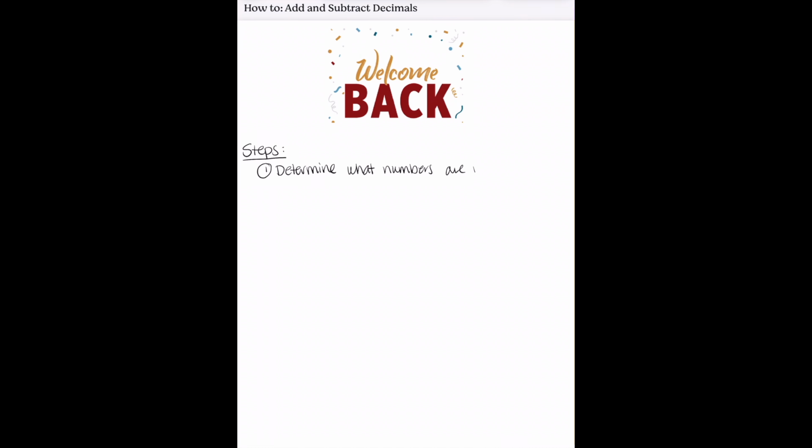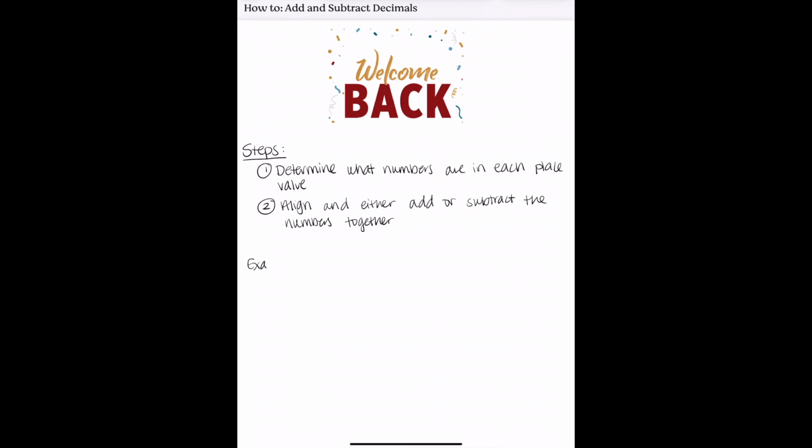To start off, I'm going to go through two important steps that we can use for either adding or subtracting decimals, but they are very, very key in making sure that we get the correct answer. So first off, we want to determine what numbers are in each place value. Do we have a number in the tens place, ones place, tenths place, hundredths place? We want to just look at what we're given. And then for step 2, we want to make sure that we align those place values. This is the most important part. And once we align and determine all the place values, then we can just add or subtract depending on the question. So let's get some practice in now.